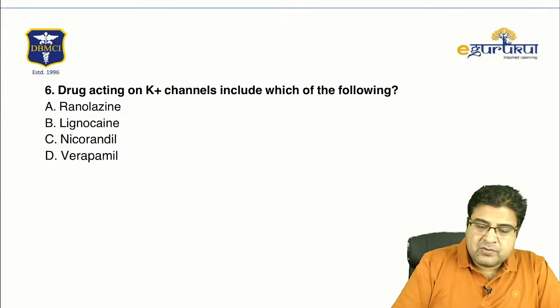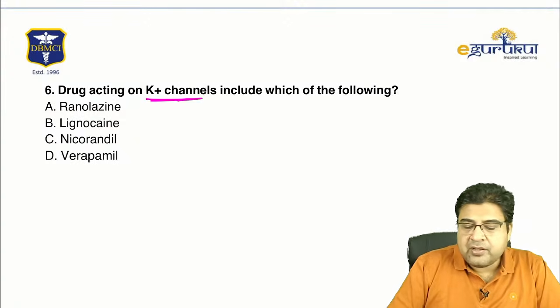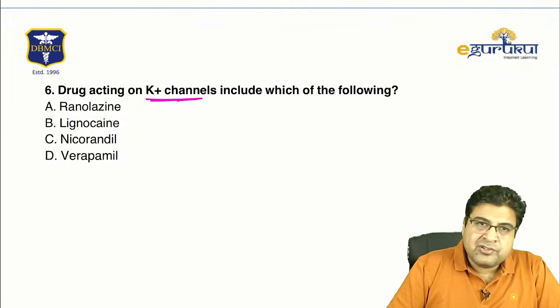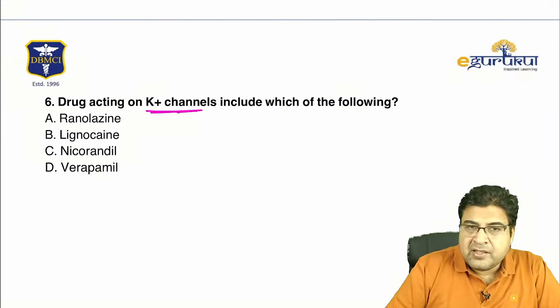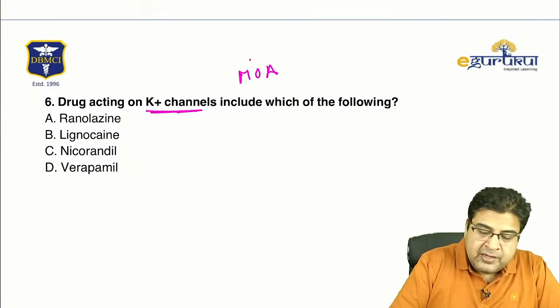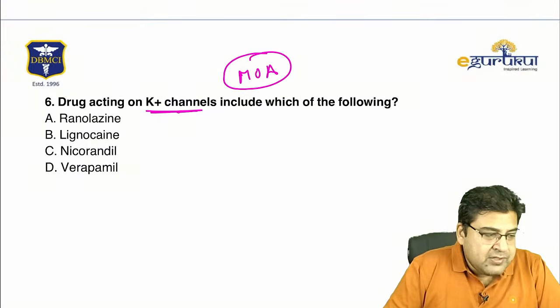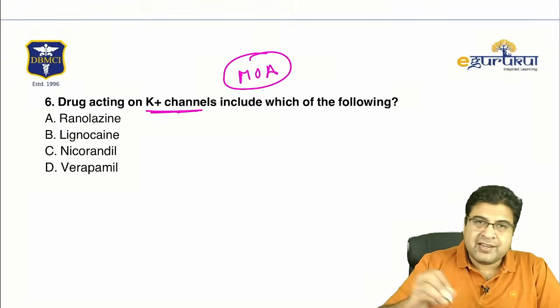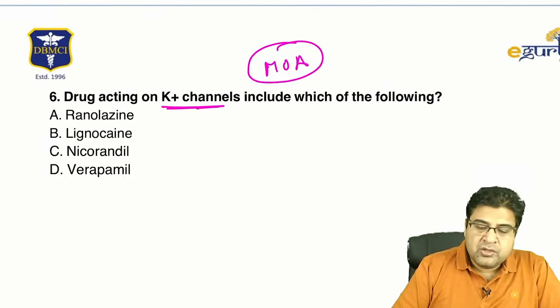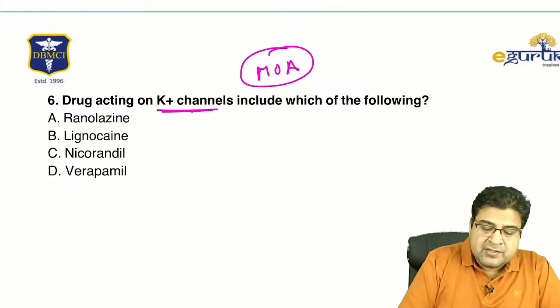Now question number 6, which drug is a potassium channel opener? Which drug is a potassium channel opener, and that will be useful for angina. So guys, have you noticed? They have asked the mechanism of action of anti-anginal drugs. This is the second question that we are doing on the mechanism of action of anti-anginal drugs. So be careful, these kinds of things are asked. This is the same as ranolazine.